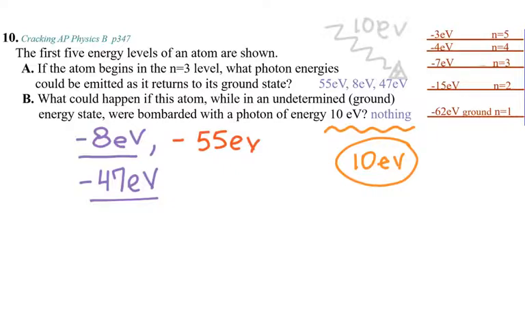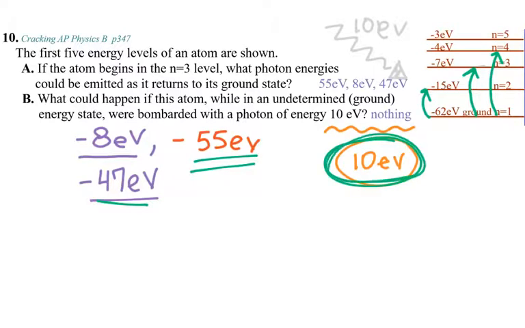So in order to go from 62 to 15, you would need 47 electron volts. In order to go from 62 to 7, you will need 55 electron volts. In order to go from 62 to 4 electron volts and so on, none of them have enough energy. 10 does not have enough energy to kick out the electrons, so nothing would happen.